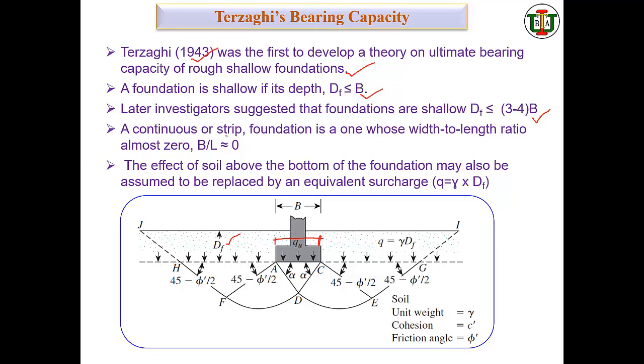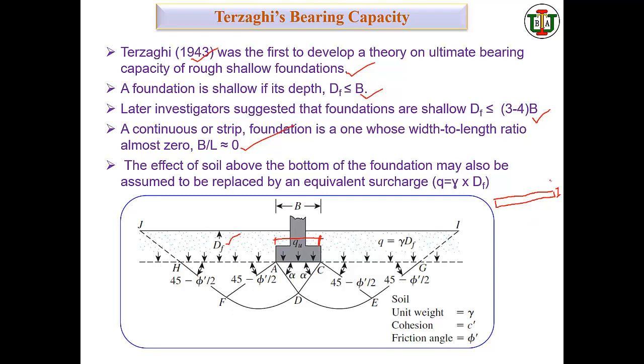A continuous or strip foundation is one whose width to length ratio is almost 0 or approaches 0, B by L equivalent to 0 or tends to 0, you can say. So what does it mean? Do you remember the strip foundation explanation that I gave last class? I said if it is very long but the width is very small, that time we call it strip foundations.